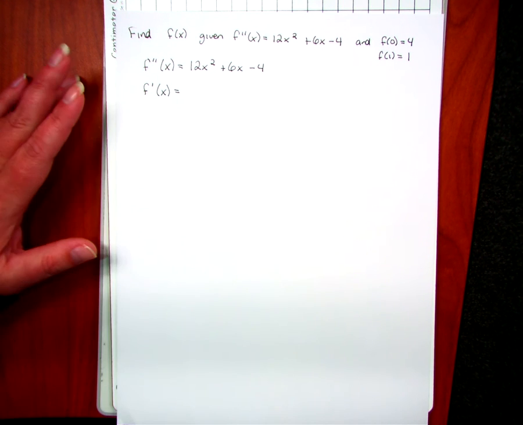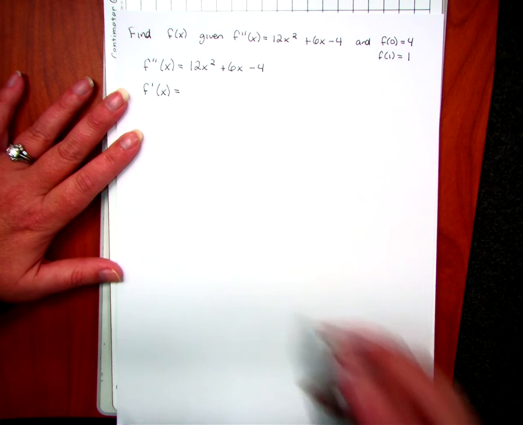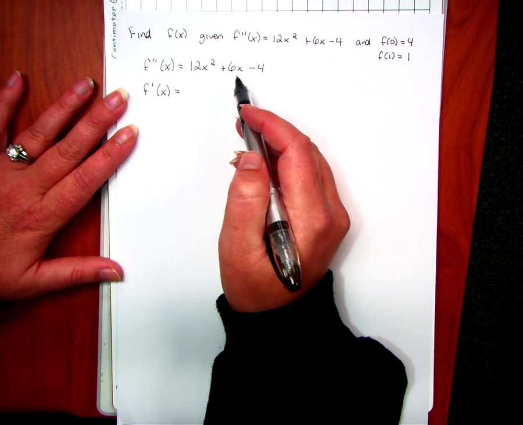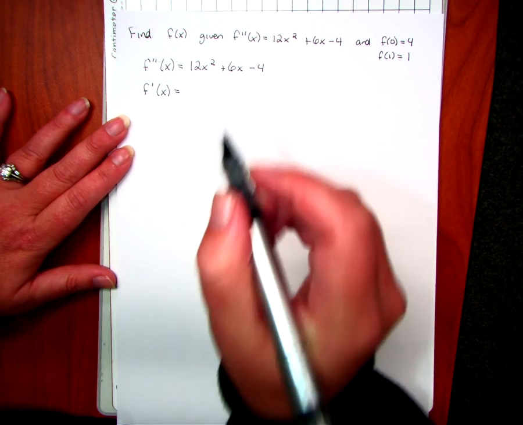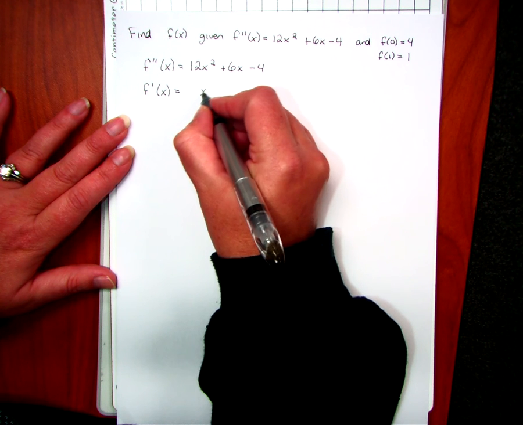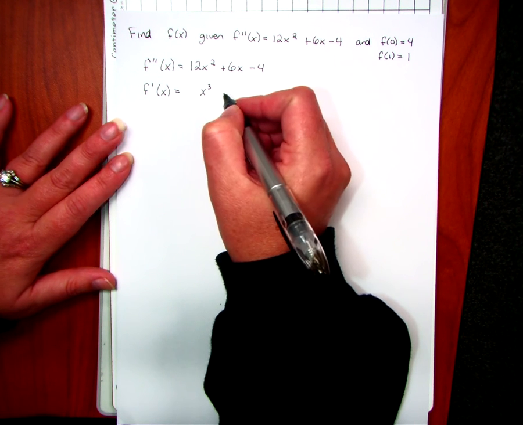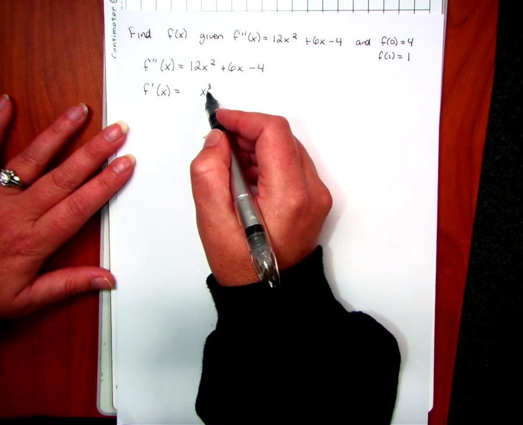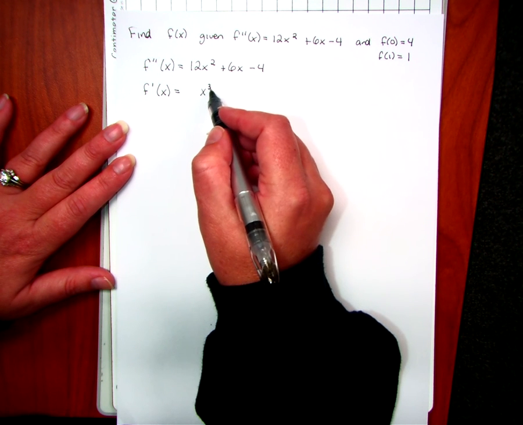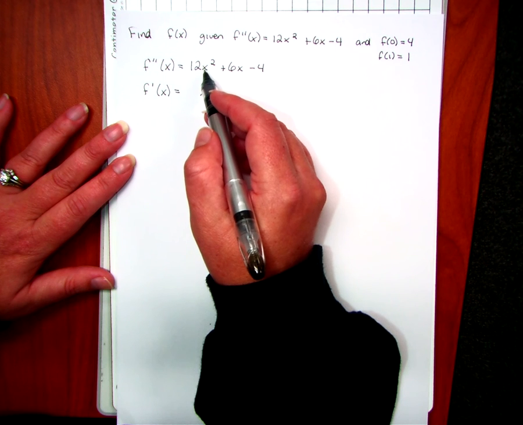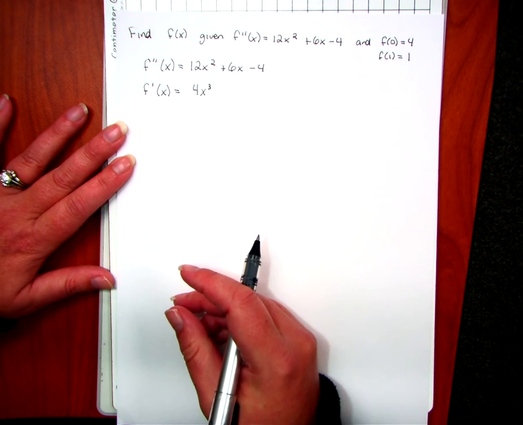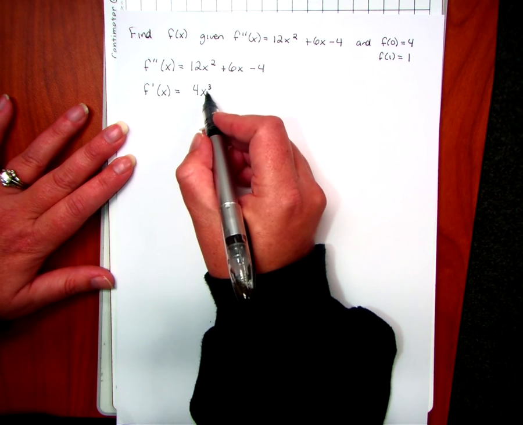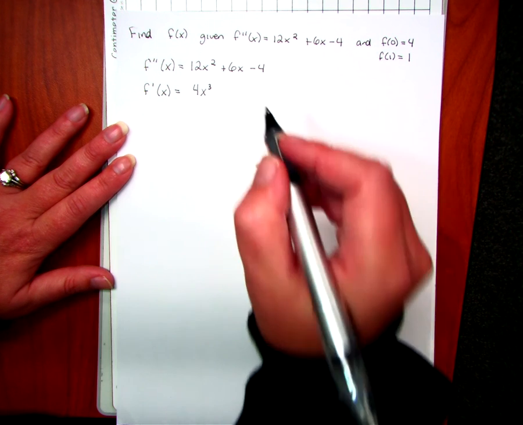So the antiderivative of 12x squared plus 6x minus 4. I'm just going to take it one term at a time. Okay, so the antiderivative of 12x squared needs an x cubed because the power increases by 1. If I differentiate x cubed, I get 3x squared, but I don't want a 3x squared, I want a 12x squared. So if I multiply x cubed times 4, then the derivative would be 12x squared.